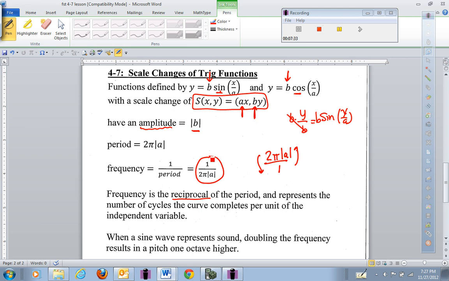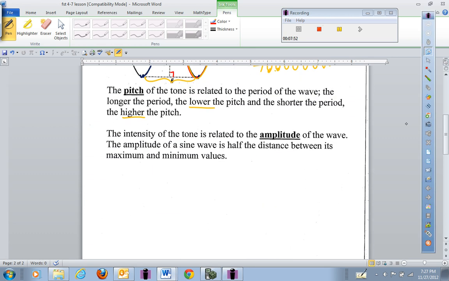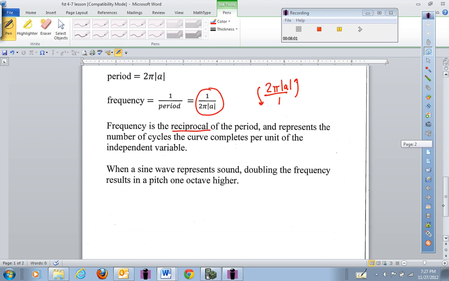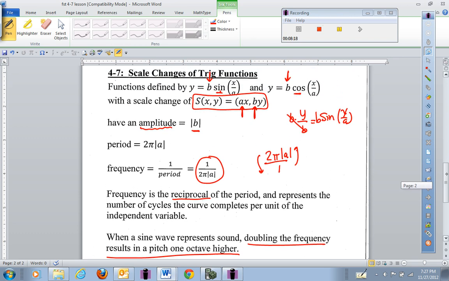So if we make it cycle faster, remember what we said up here? Make it cycle faster, the period of it will become shorter, and the pitch higher. We can make it cycle more slowly, make it become lower, a low note, okay? When a sine wave represents sound, doubling the frequency results in a pitch 1 octave higher. And make sure you make a note about that, because we are going to do some functions where they'll tell you to take it up an octave or take it down an octave. But that just means when you double the frequency, the pitch will be 1 octave higher. Doubling the frequency makes the pitch 1 octave higher.